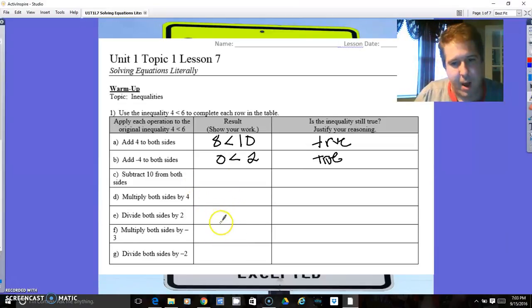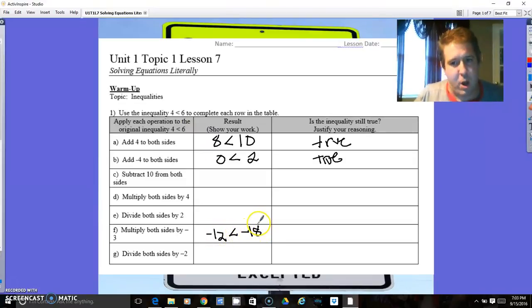Where's the false going to come? Oh, there it is. What if I multiply both sides by negative 3? This becomes negative 12 is less than negative 3 times 6, which is negative 18. So you ask yourself, is negative 12 less than negative 18? No, it's not. So what happened here? Why is this a false statement?